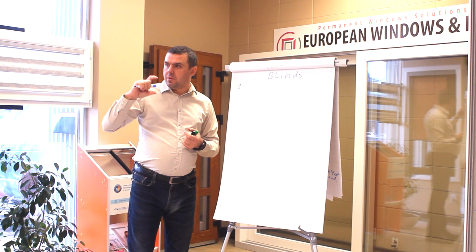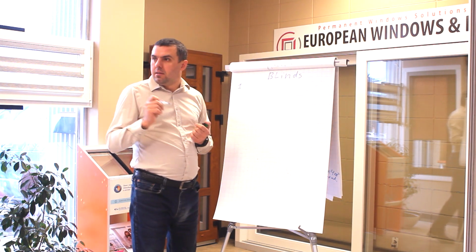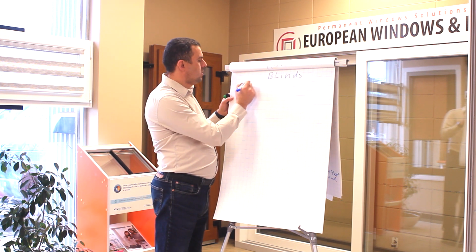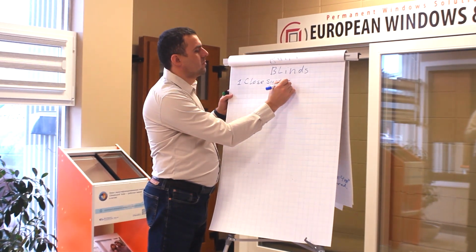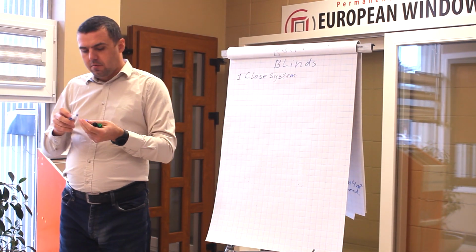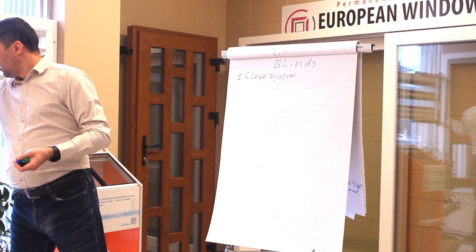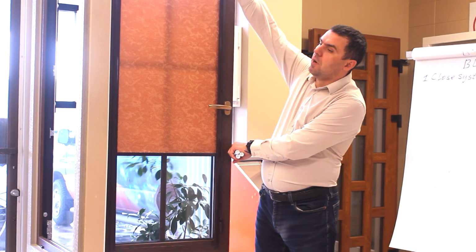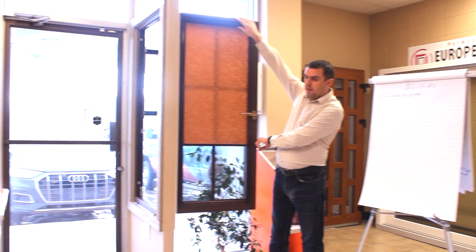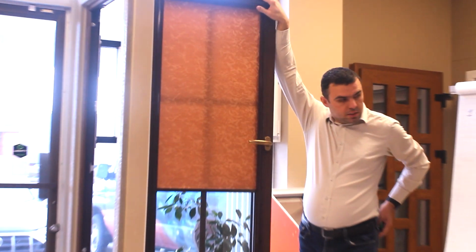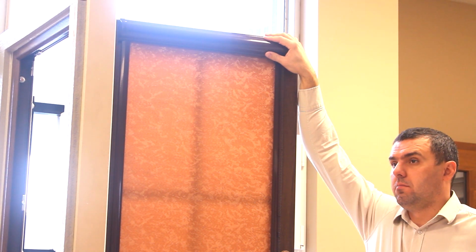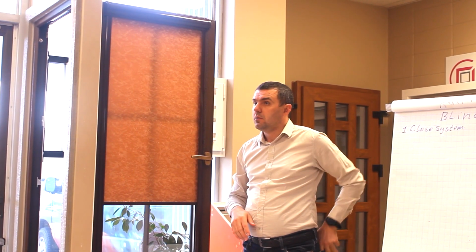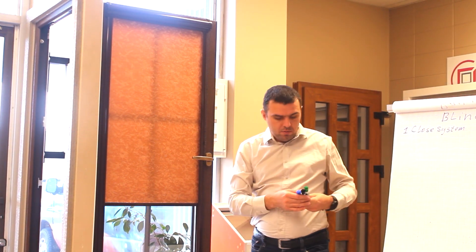There are a few systems of hardware for the blinds. The most popular, and that's most of the blinds you're going to sell, is the closed system. What's nice with this closed system is that we sell the blinds per unit. Whether it's a small window or a big window, we sell it per unit. Let's say we have the big window.